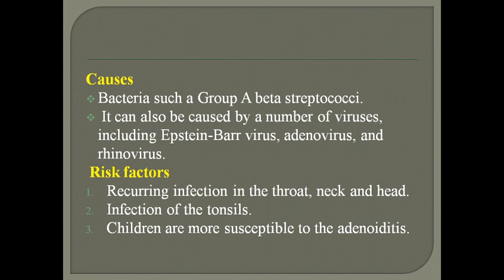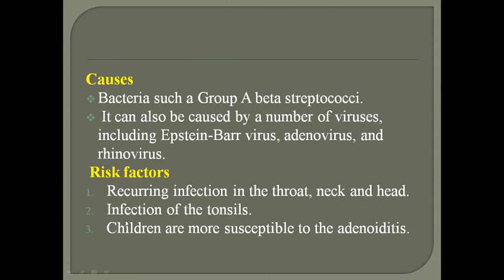Next, what will be the causes for adenoiditis? The main causes are bacteria such as group A beta streptococci, and the viruses include Epstein-Barr virus, adenovirus and rhinovirus. These are the causative organisms for adenoiditis.